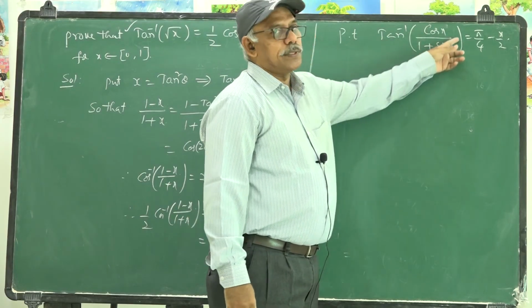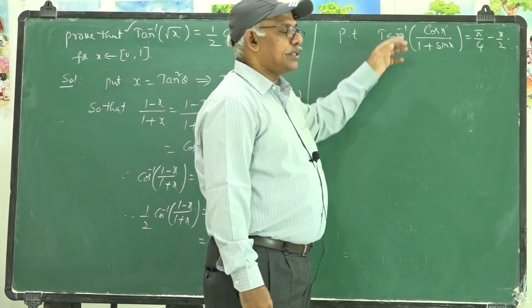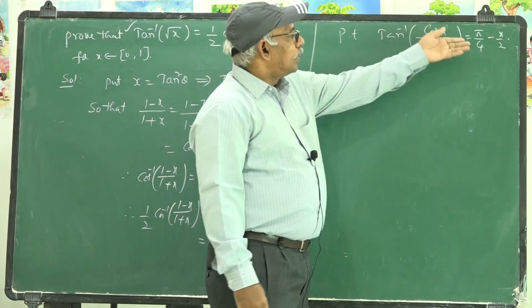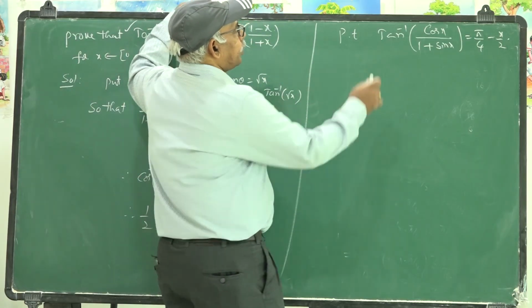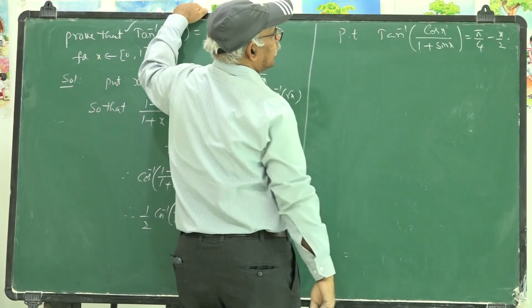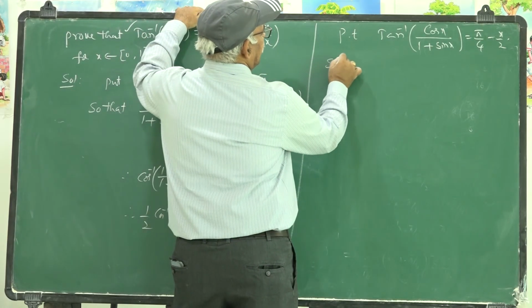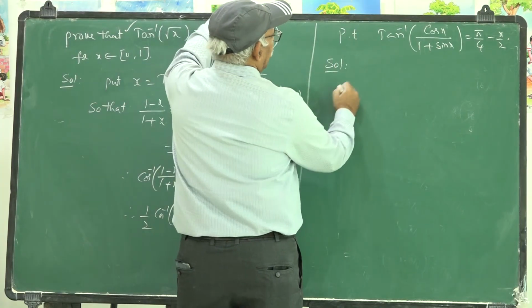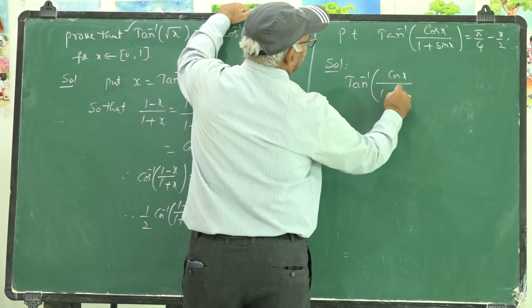Now reduce this one, cos x by 1 plus sin x, into tan to remove this inverse. In the right hand side, we do not have any inverse functions. So try to remove this inverse function by converting this cos x by 1 plus sin x to tan. That is the process here. So coming to LHS, tan inverse of cos x by 1 plus sin x.